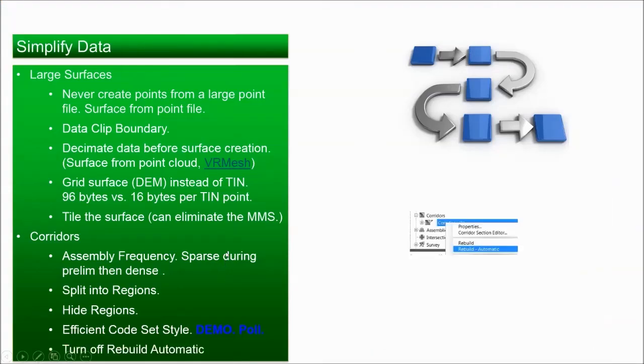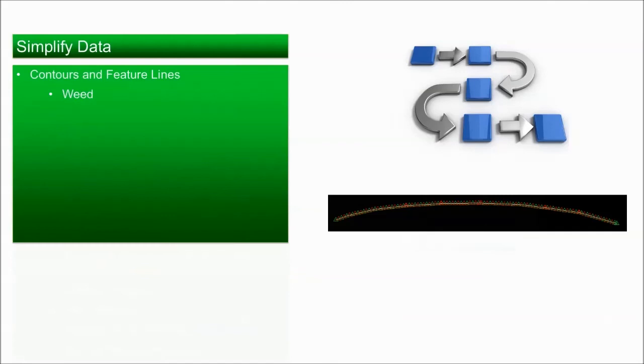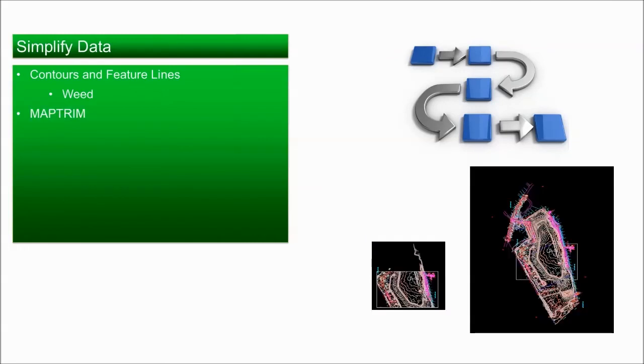All right, moving right along, turn off Rebuild Automatic on your corridor. Every time you do something, it's going to rebuild. If you don't need that, just turn it off. Simplify your data, contours, and feature lines. Go ahead and use the weed command. We don't always need all the vertices on these things.